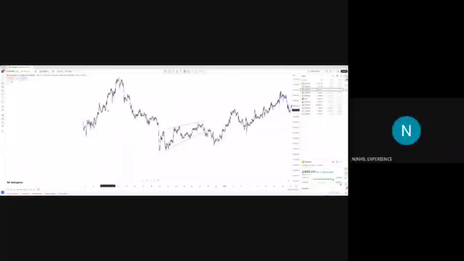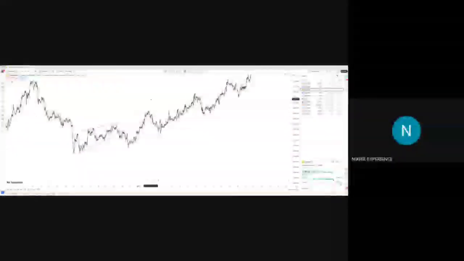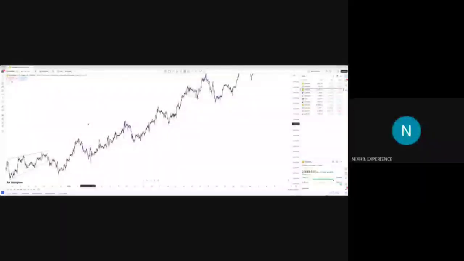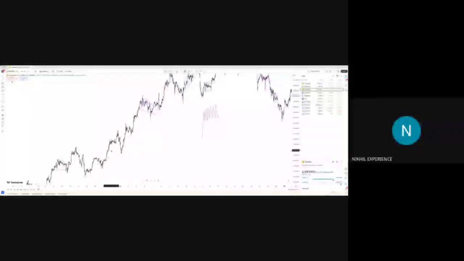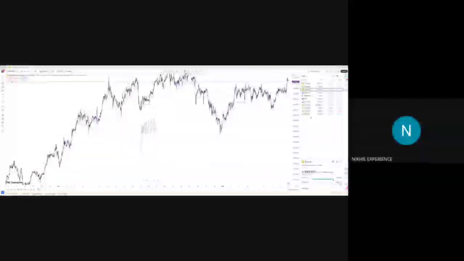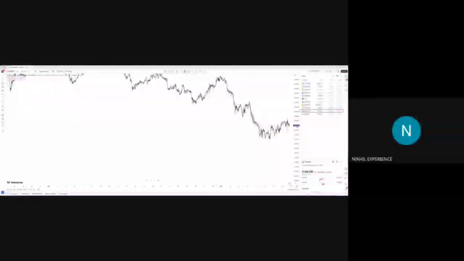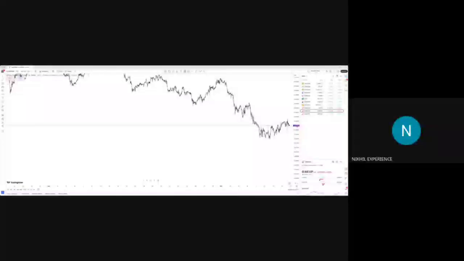So let's see another one. Let's see more examples. I think I'll see more examples on a pair that is actually bearish. This looks like another one.